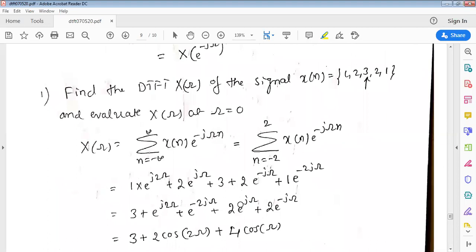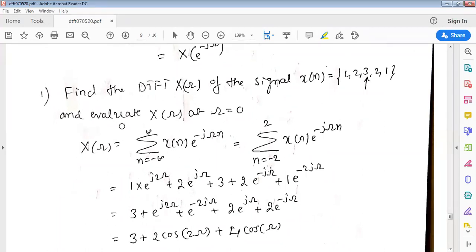Now, let's take some simple problems. Find the DTFT x of omega of the signal x of n is equal to 1, 2, 3, 2, 1. So what does the arrow indicate? Anybody? What is the arrow indicating? n value will be equal to 0. 0 at the arrow. Okay.